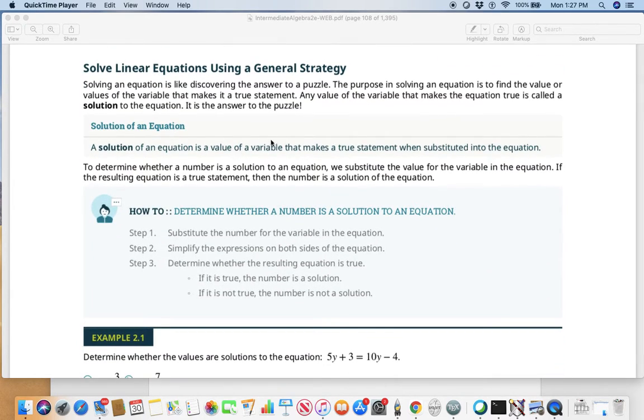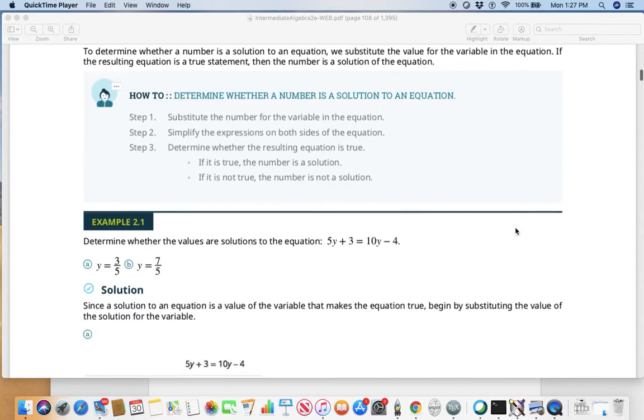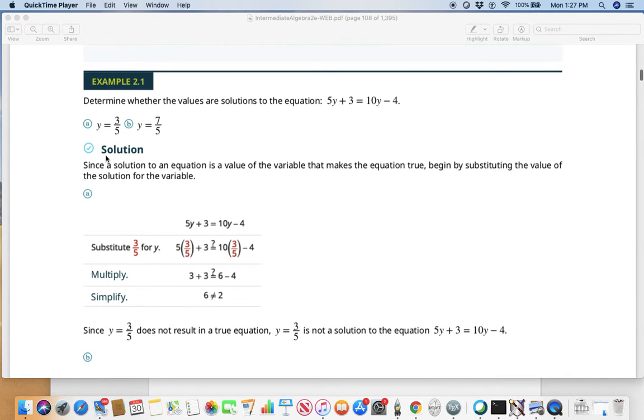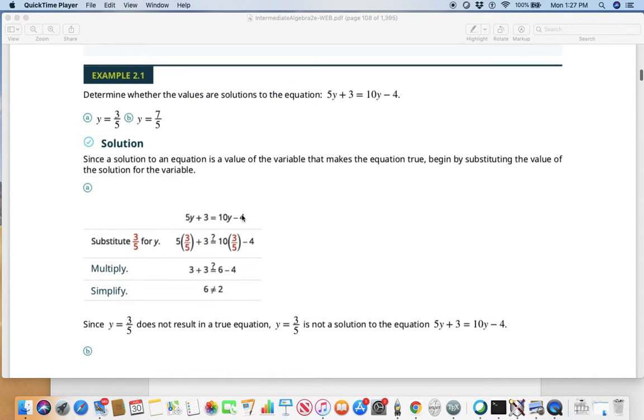All right, a solution of an equation is a value of a variable that makes a true statement when substituted into the equation. What does that mean? Let's see what it means by an example. Determine whether the following values are solutions to this equation. Well, y equals 3/5. I want to check whether it solves this equation. So that's your equation. Take 3/5. You are going to substitute for y.